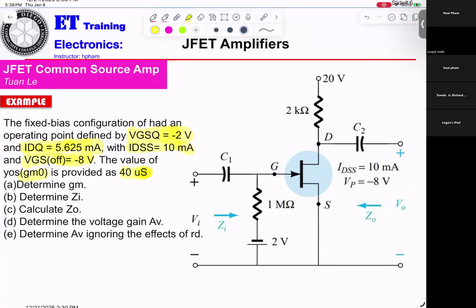Zout. Zout will be what value, Mr. Smith? I'm looking at it. It's going to take me a while. I haven't done this in a while, so hold on. Who knows?